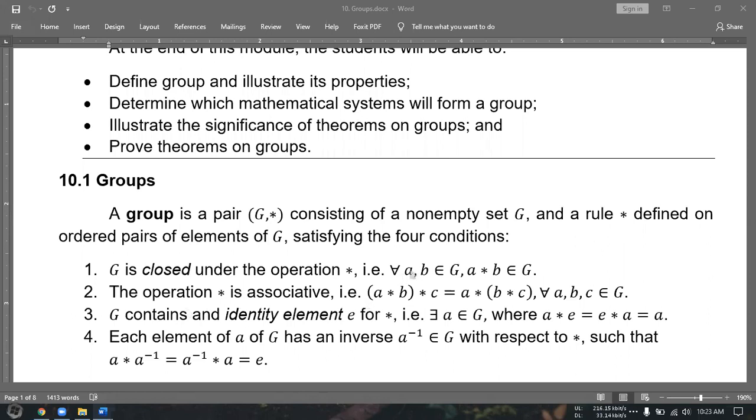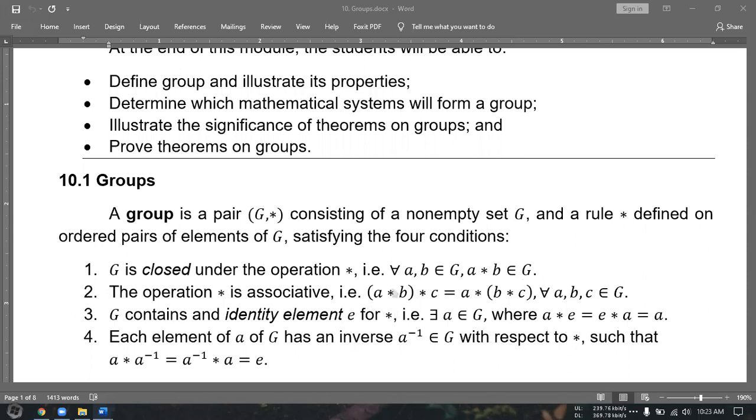any element of G, the result must be an element of G as well, right? Or a symbol that is for all A, B element of G, A star B must be an element of G. And then the second condition, the operation star is associative. The operation star is associative.